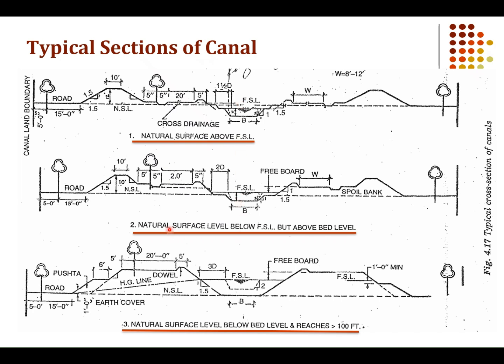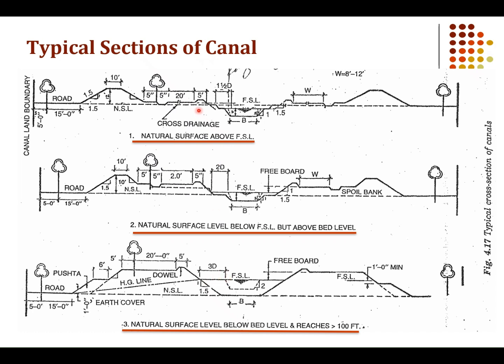Okay, this is one scenario. The second scenario is natural surface level below the full supply but above the bed level. So this is the natural surface. It is below the full supply but above the bed level. And the third scenario is natural surface level below bed level. Right here, you see, this is the full supply level, this is the bed level of the canal, and right here is the natural surface level. For example, here you see 2 times D. This is the berm here. Right here you see 3 times D. This is the berm here.